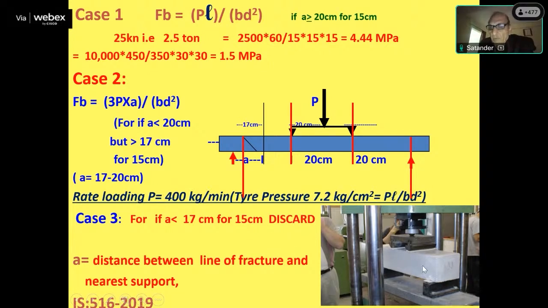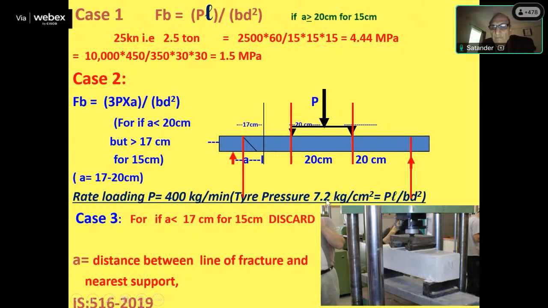So please, this is the beam. 150, 150, 700, 50 mm here, 50 mm here. The distance between the supports is 60. And what is the rate of loading? 400 kg per minute. From where does the rate of loading come? Anyone? The rate of loading comes from the tire pressure.